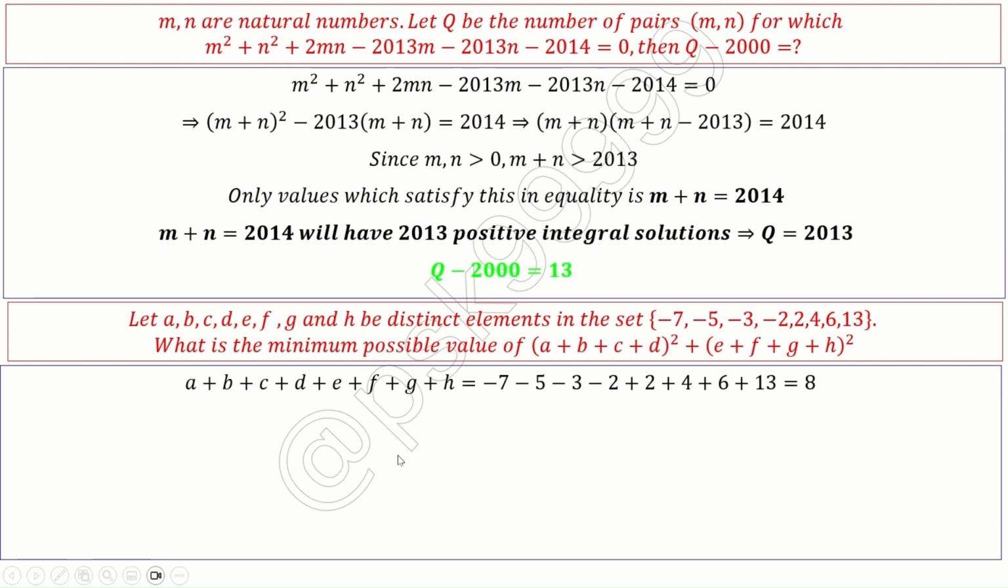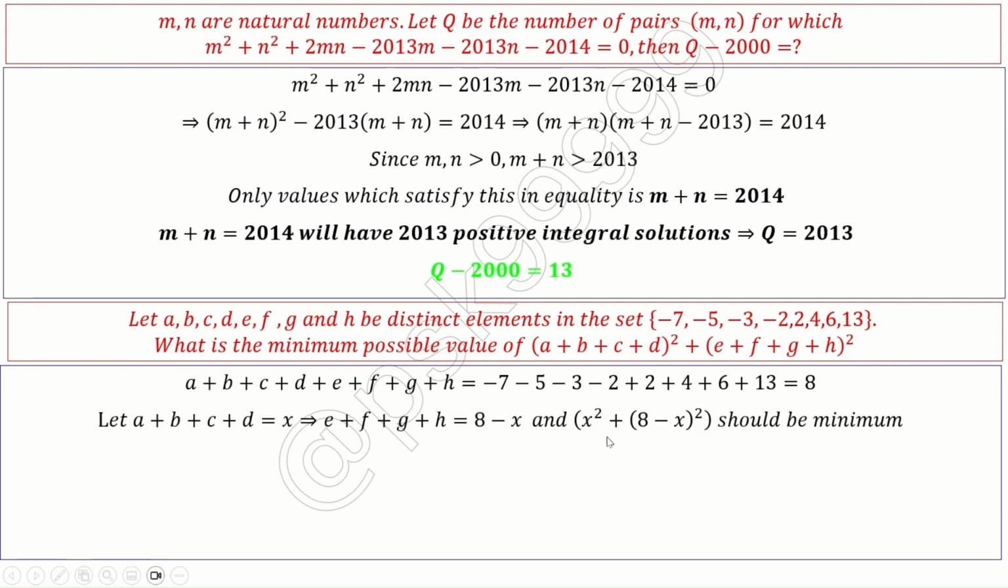So my equation is very simple now. x square plus (8 minus x) whole square should be minimum. This is the minimum value I should get. Now, if you know differentiation, you can easily find the minimum value of this expression. Otherwise, you have to go with the quadratic equation, make it a perfect square and then see. So that's what we'll see now.